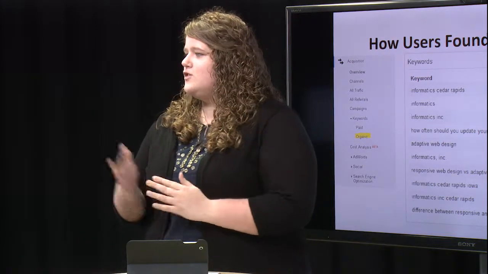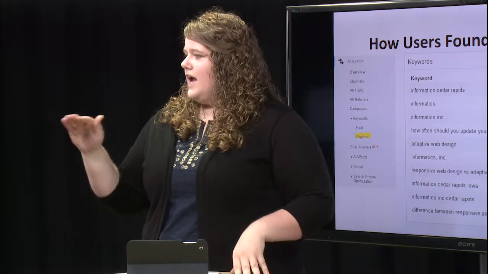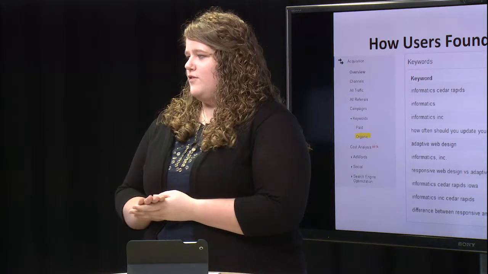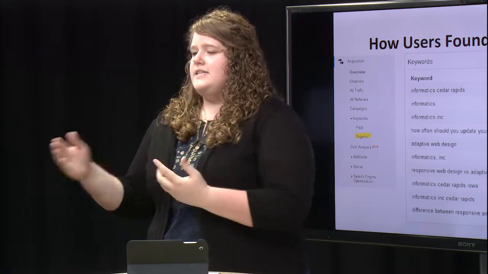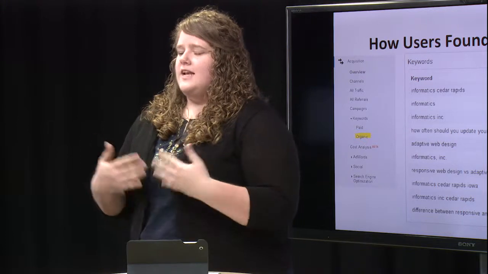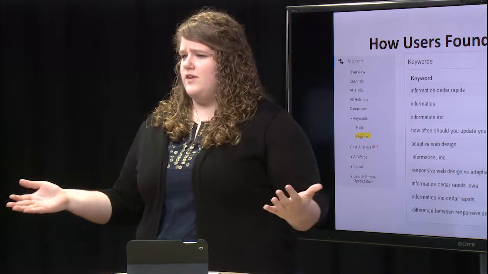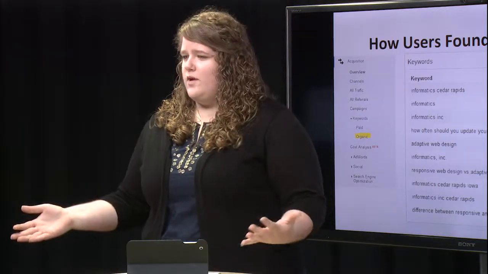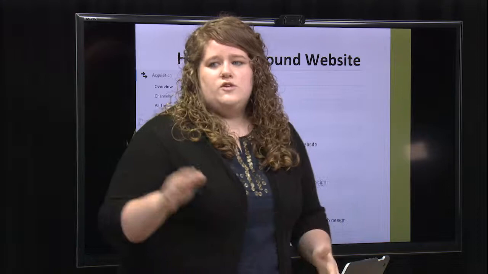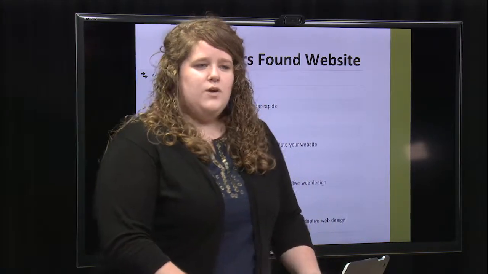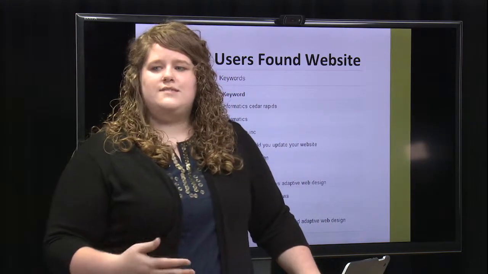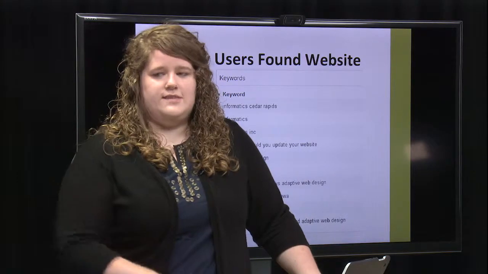Because again, that lends more to somebody that's looking for something that you offer, versus maybe knowing who you are. As we look at this example, you can see informatics in a couple different forms, but then you can start to see adaptive web design. Seeing some of those terms means that a user is just looking for a service. They're looking for adaptive web design. They don't know who to go to, but they need somebody. And so when you look at the organic keyword report, the goal is to see more products and services that you offer.